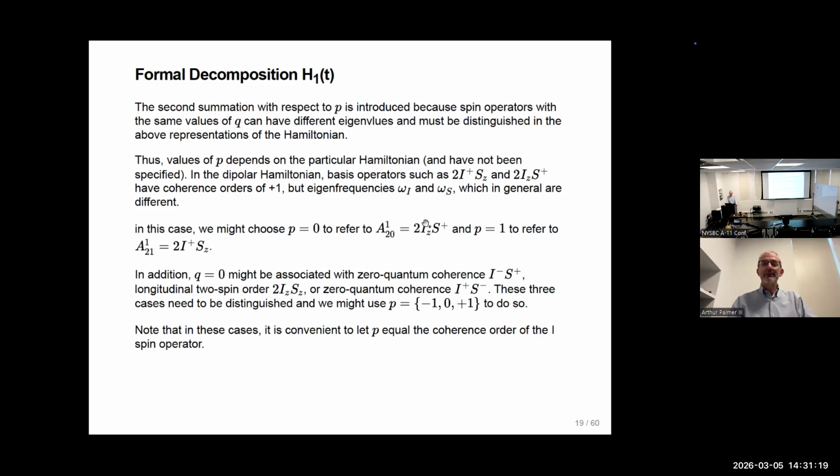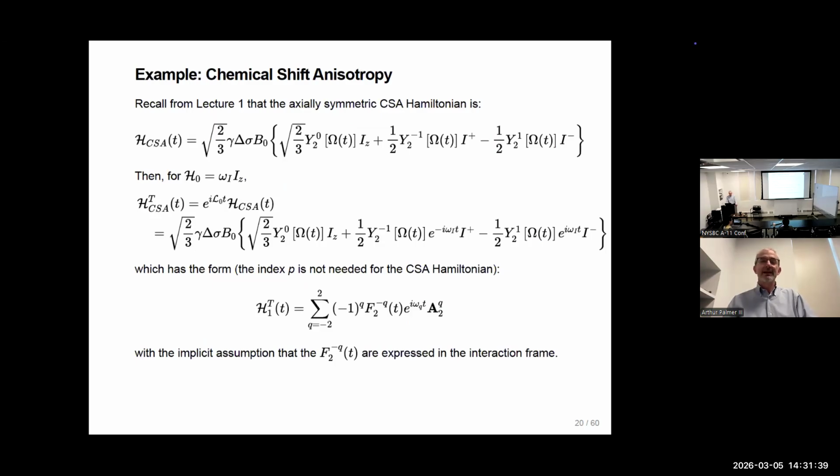So here I say, well, maybe we should assign them numbers. It's not important. This is what we all see. So maybe it makes sense to say if we have a product of spin operators, maybe we should call P equal to the coherence order of one of them. I may change my mind. Anyhow, here's to get to Chris's question, where all these come from. Here's the CSA Hamiltonian again. Before, we only took the part that depended on IZ. Now we need to take the part that depends on I plus and I minus and IZ.